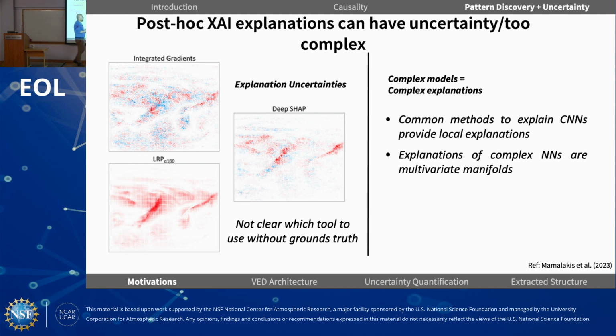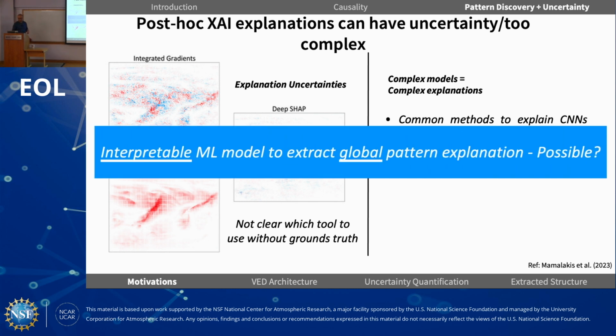And the other thing is that a lot of the methods that have been used for image problems provide one explanation for one sample. So you are dealing with a lot of explanations. How do you aggregate them? And those explanations are multivariate, very complex, and it's difficult to assign physical meaning. Based on this, we are trying to design an interpretable method, so that we can understand what the model is doing, to extract a pattern explanation that is global. Global meaning that this pattern works for the entire data set that we have.